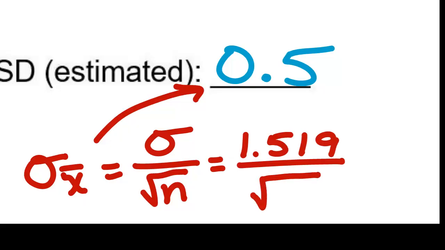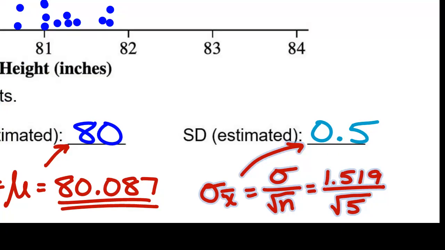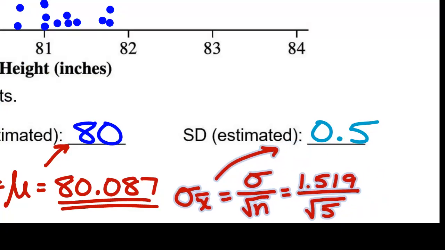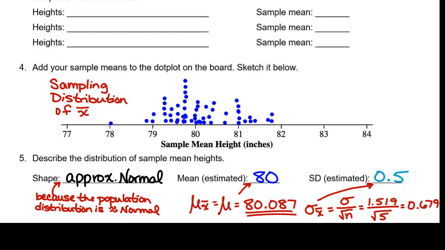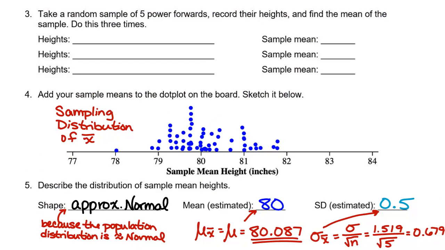divided by the square root of, what was our n? 5. Go ahead and calculate that for me and tell me what you get. What'd you say? 0.6793? So 0.679? Something like that? Is that what you got? Yes. Okay. All right. You could have just said 0.6. Yeah, we could have, but we didn't.